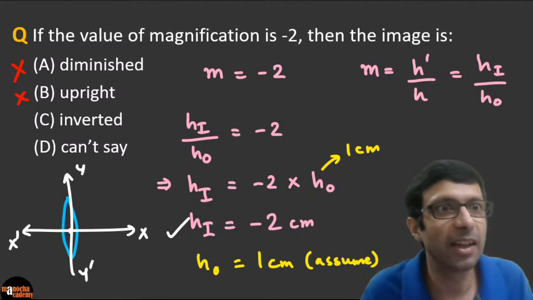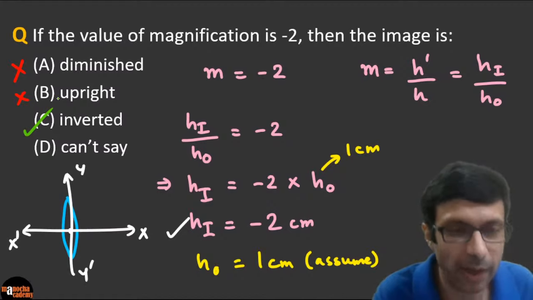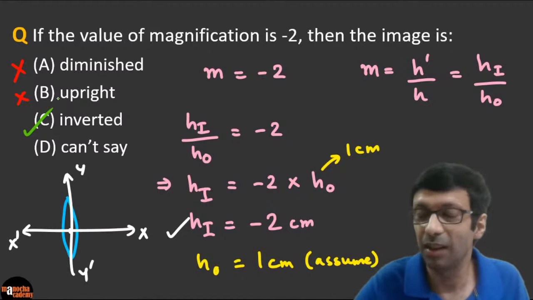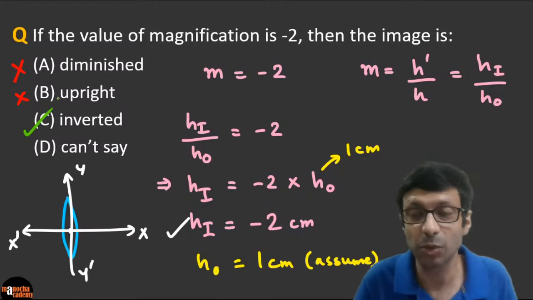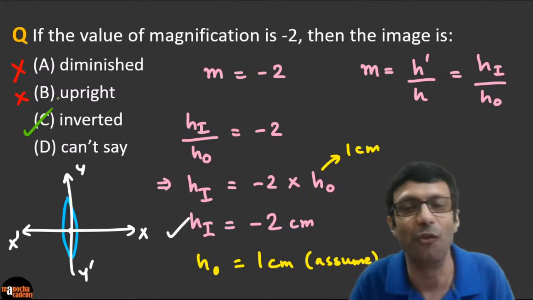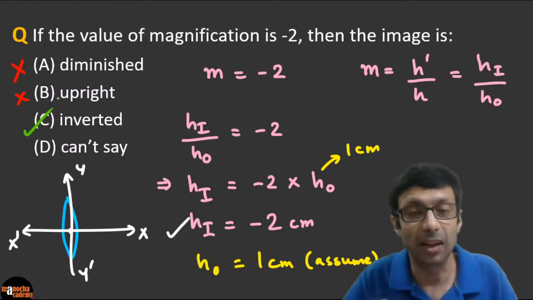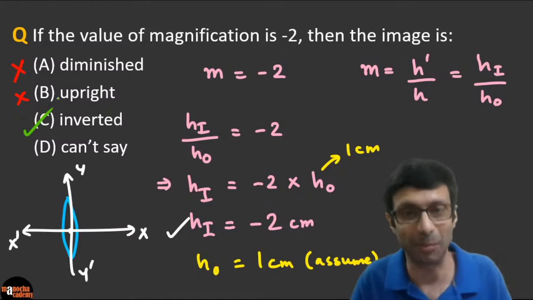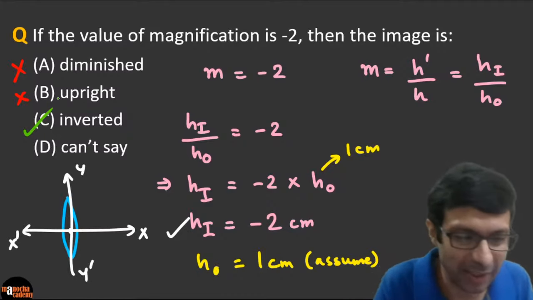Fantastic. I see Jintu Datta has the right answer here. And I see some of you have written, very good. Meher Khan has the correct answer, inverted. Fantastic, guys. Usually the object is taken as upright. If the object height is plus 1 centimeter, so it's upright, the image will be inverted, -2. And clearly -2 means it is inverted and it is 2 times magnified, twice the object height. So that's the answer here.